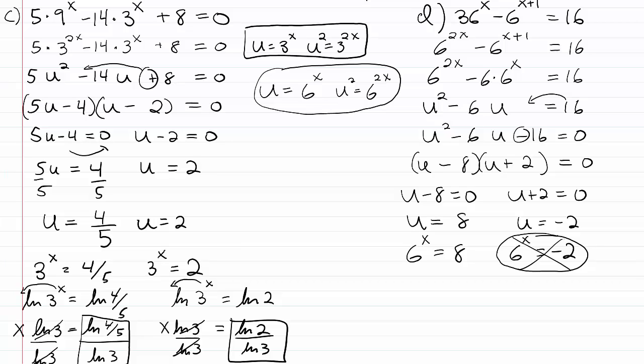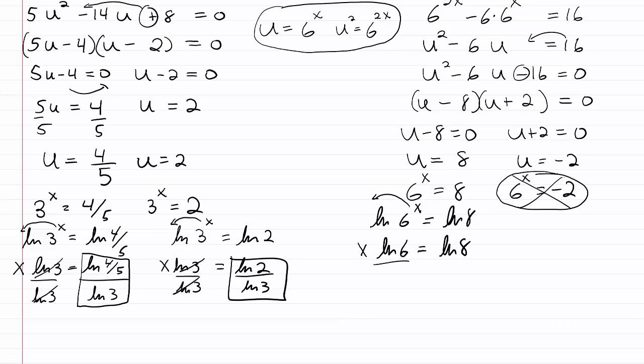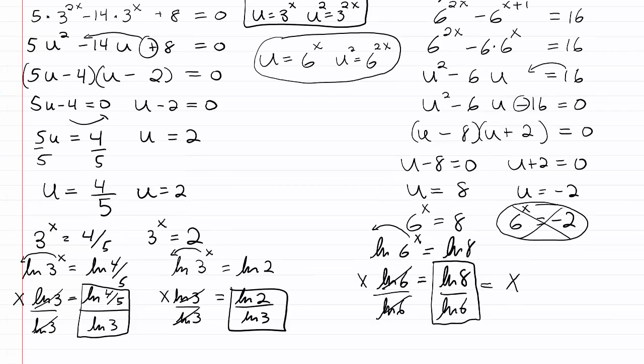Let's take the ln of both sides, for example. ln of 6 to the x is equal to ln of 8. If I do that, the x will come down in front, giving me x times ln of 6 is equal to ln of 8. Then at that point, I can divide both sides by ln of 6. The ln of 6 cancels out, and I end up with x is equal to ln of 8 over ln of 6. And if you check that, that works out, so we're done.